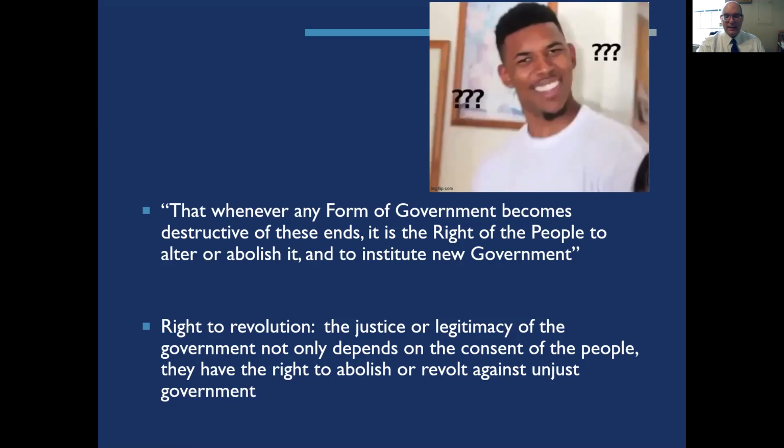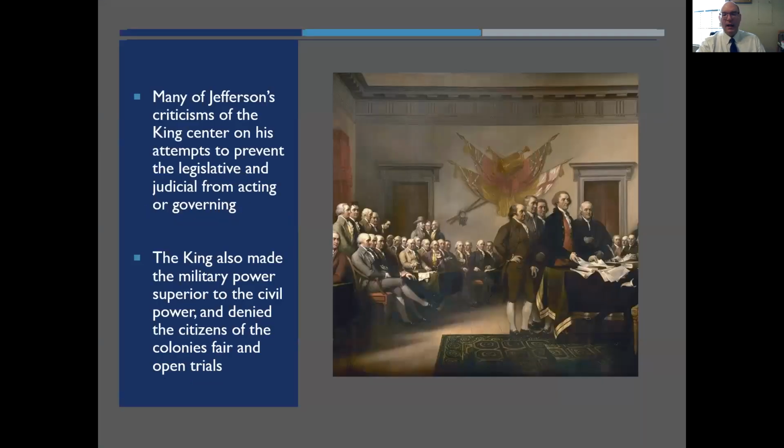So basic ideas of the Declaration. Then there's that long list of criticisms. Again, you might feel like they're a little meandering. You may not entirely understand, like, okay, he did this and he stopped this from happening and he interfered with this. Some of the major themes, okay, basically he says that a lot of his criticisms center on the idea that the king is trying to prevent the legislative and the judicial power from carrying out their proper functions. He's trying to take power away from them so that they can't do what they're supposed to do.